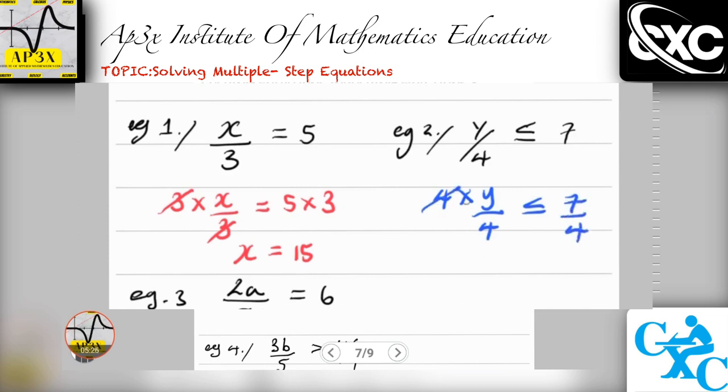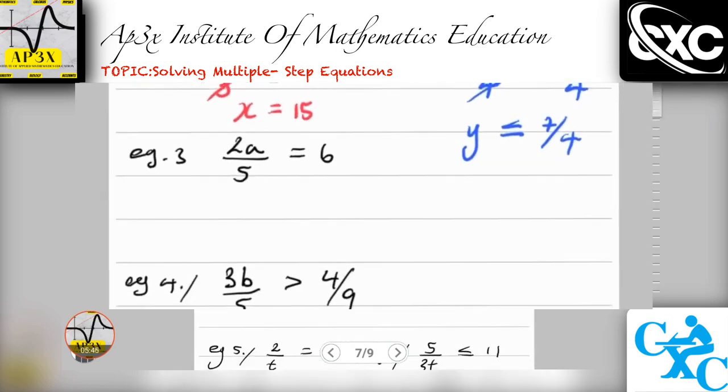All right, so this 4 cancels this 4. I'm therefore left with y is less than or equal to 7 over 4. So I'm going to be using this method here at all times. I'm always going to be multiplying by the denominator. That's the very first thing that I'm going to be doing.